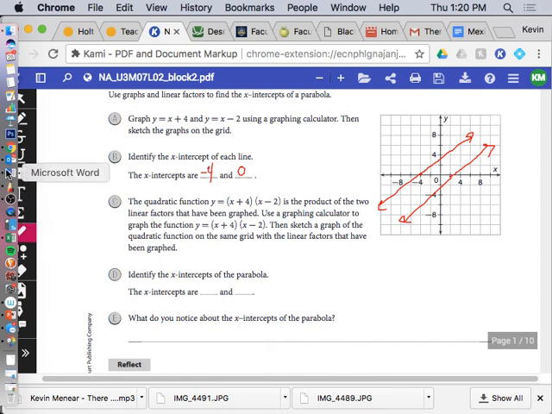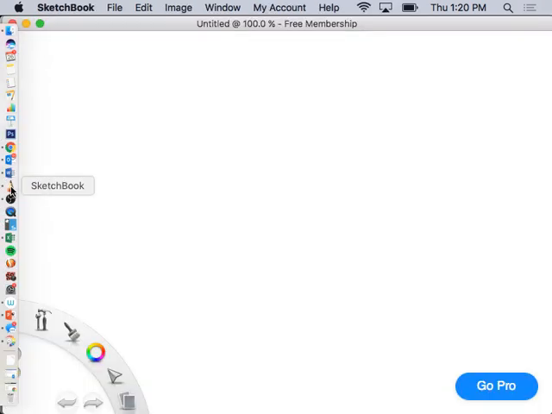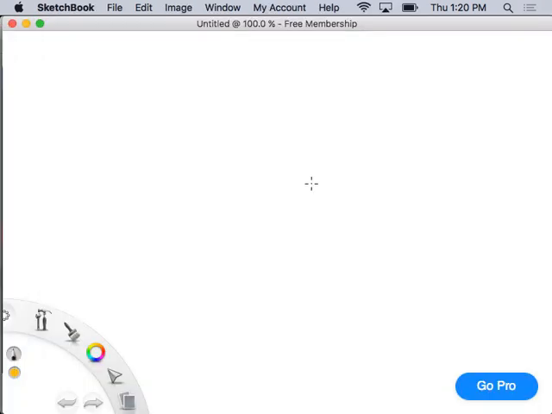Okay, wait. So it's saying that this is a quadratic function. Y equals x plus 4 times x minus 2. They're saying that's a quadratic function. Now, that's not in a form that we've seen before. That's not standard form and that's not vertex form. So let's go ahead and confirm that this is actually a quadratic function. If it's a quadratic function, it should have what term in it? An x squared term, right.